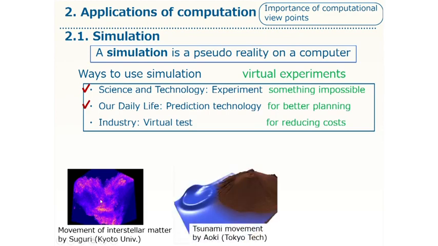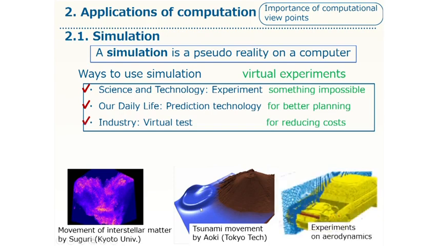Next one is our daily lives, where we use simulations for predictions such as weather forecast. For example, like this figure, the prediction of the movements of the tsunami wave after a big earthquake in the sea nearby. The third one is for industrial usage.